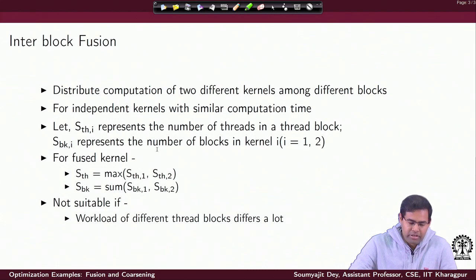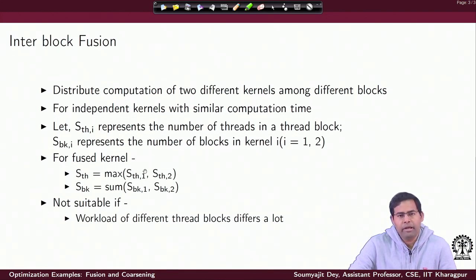So for our case, let's understand what should be our options for fusion. Let STHi represent the number of threads in a thread block, and SBKi represent the number of blocks in a kernel. When I am fusing kernels, STH would be the maximum of STH1 and STH2, because I am not going to increase per thread activity, right? All I am doing is increasing the number of blocks. So the number of threads per block remains the same.